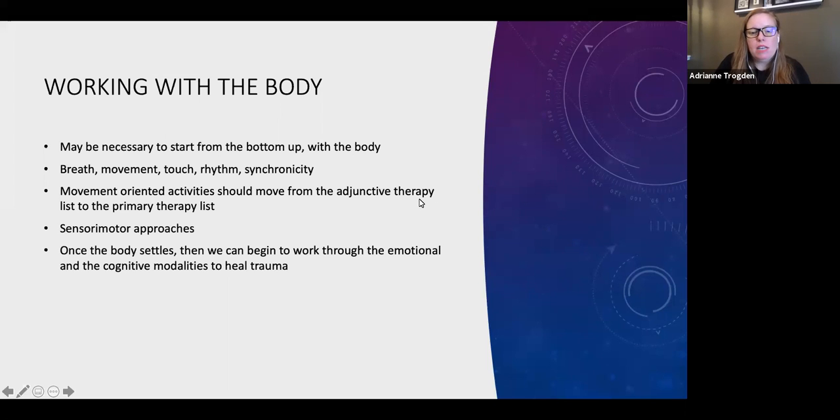And we may need to do things like teach them breathing practices to help manage their breathing when they start hyperventilating. We may need to do things that are more movement oriented to help them deal with any tensing muscles or tension that might be in the body.